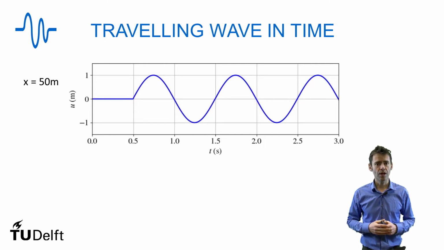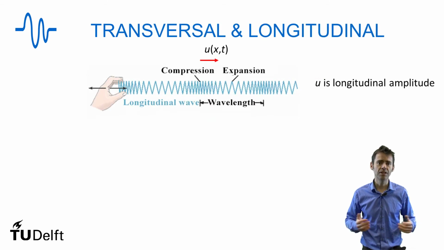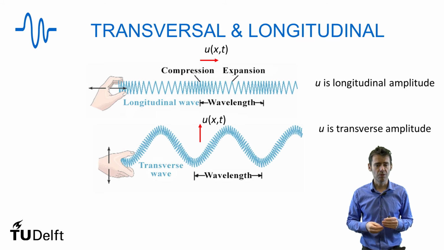So we have now described this propagating wave, this traveling wave, as u as a function of x and t. And this is a very general description for a traveling wave. In this case, u can be a longitudinal amplitude, an oscillation in the direction of propagation, but it can also be an oscillation perpendicular to the direction of propagation. It's what we call a transverse wave. In this case, the oscillation is like that, but the wave is actually propagating in the forward direction.